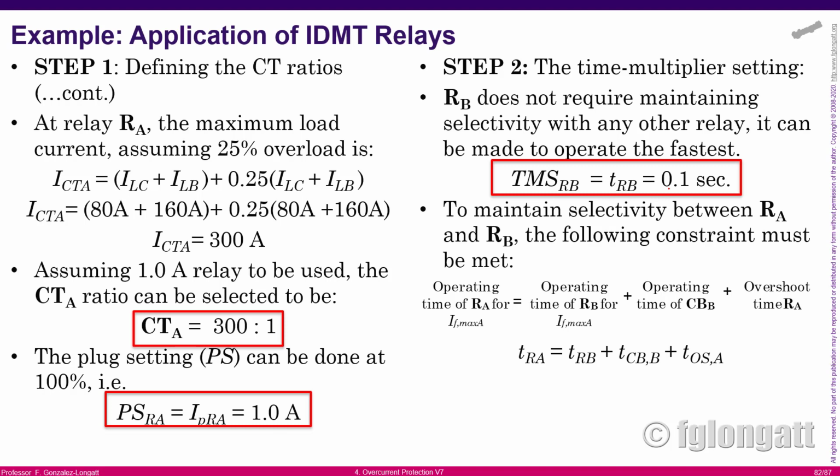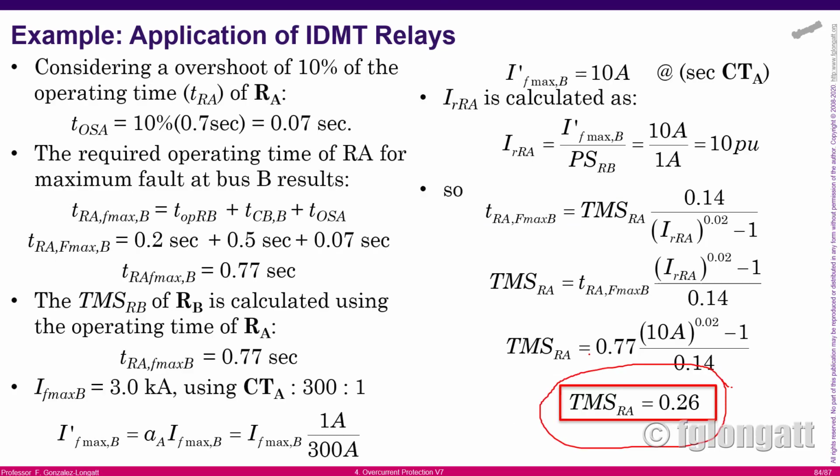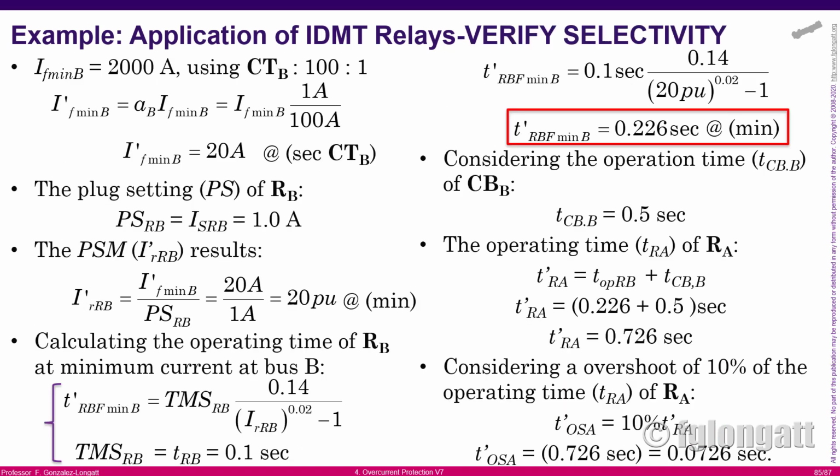Then we define, and it was extremely simple, the time setting for relay B. The time setting for relay A was a bit more complicated because we need to wait for relay B to work, and then we add 10% of operating time, and from there, using the equation of the IDMT relay, we can get the time setting, okay? That is quite interesting and simple. What is the next step? The next step is we need to be sure that everything is properly working.